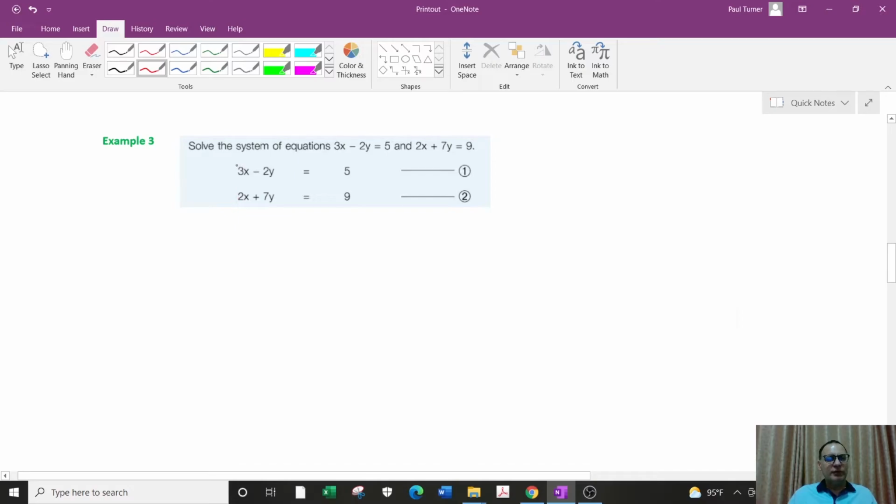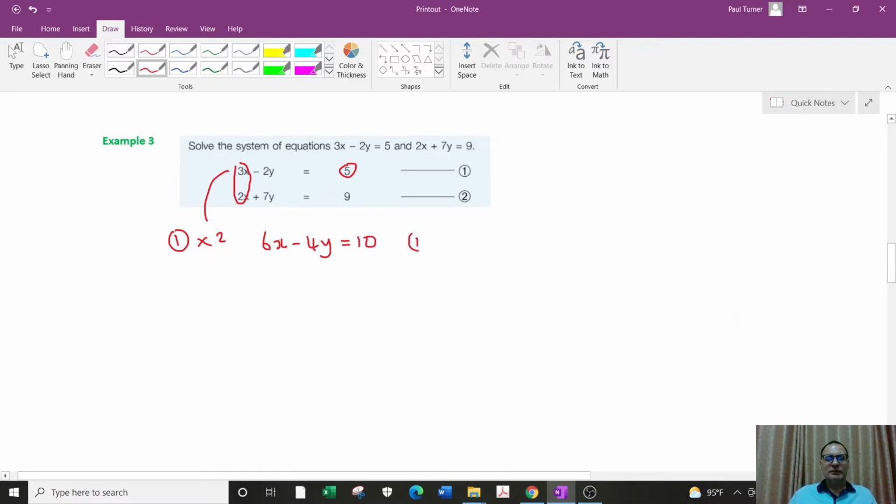And we have 2 and 3 here. So how about we both make these into 6? So the first equation is equation 1. I'm going to multiply that by 2. So I'll get 2 times 3, which is 6x. 2 times minus 2, which is minus 4y. And then 2 times 5 equals 10.